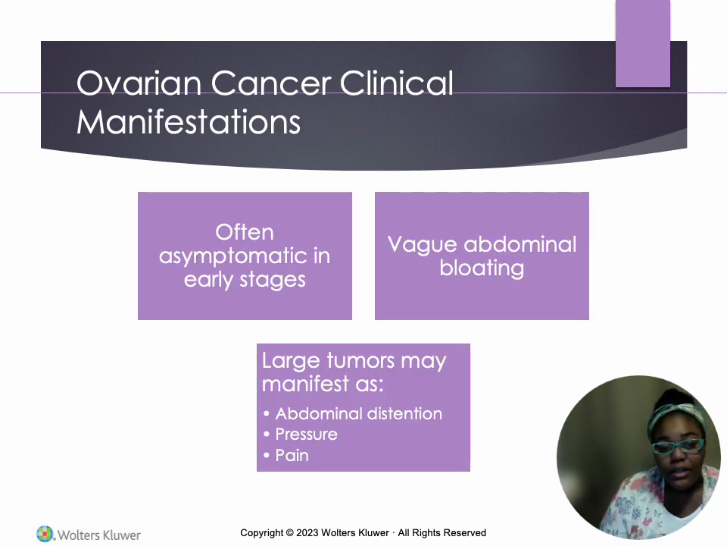As far as your clinical manifestations, it's often asymptomatic in early stages, but you may see some bloating in your abdomen, and it's very vague. But once those tumors get big enough, the clinical manifestations manifest as definitely pain, a lot of pain in the abdominal area, pressure, and distension.